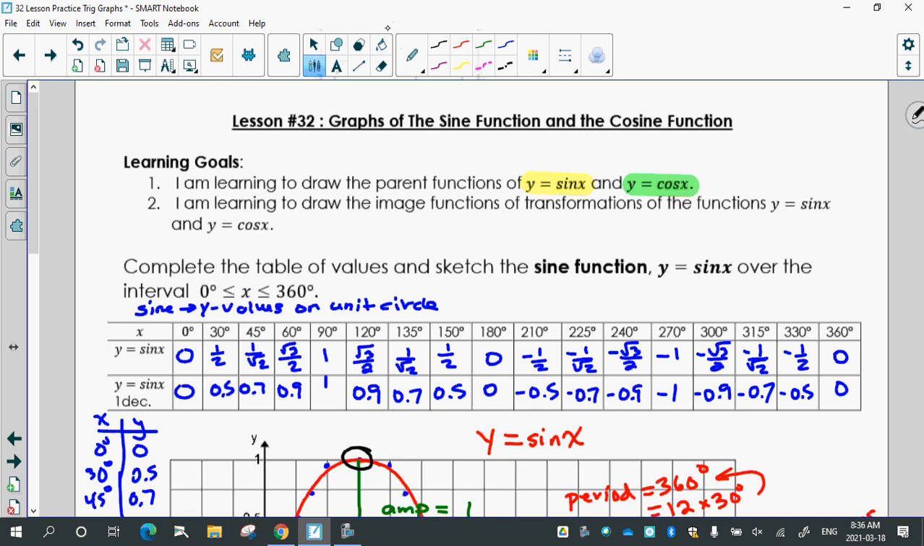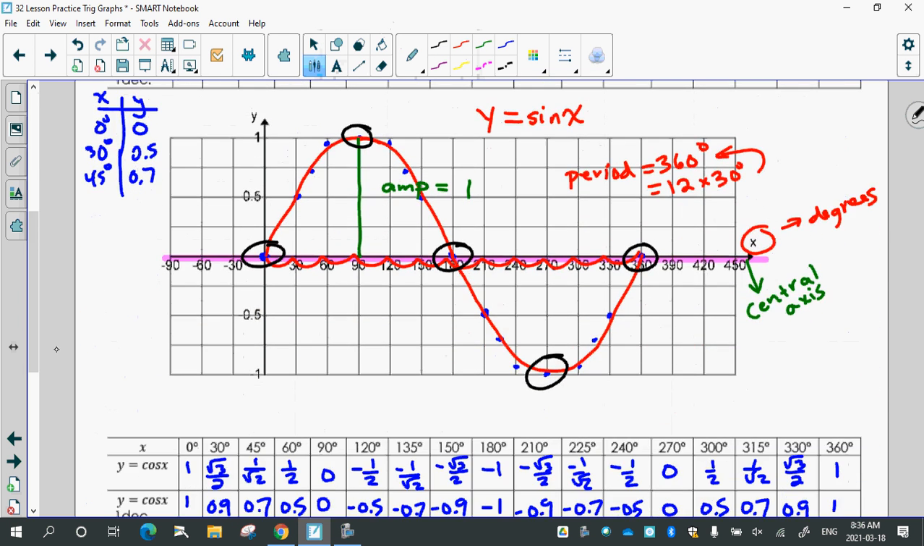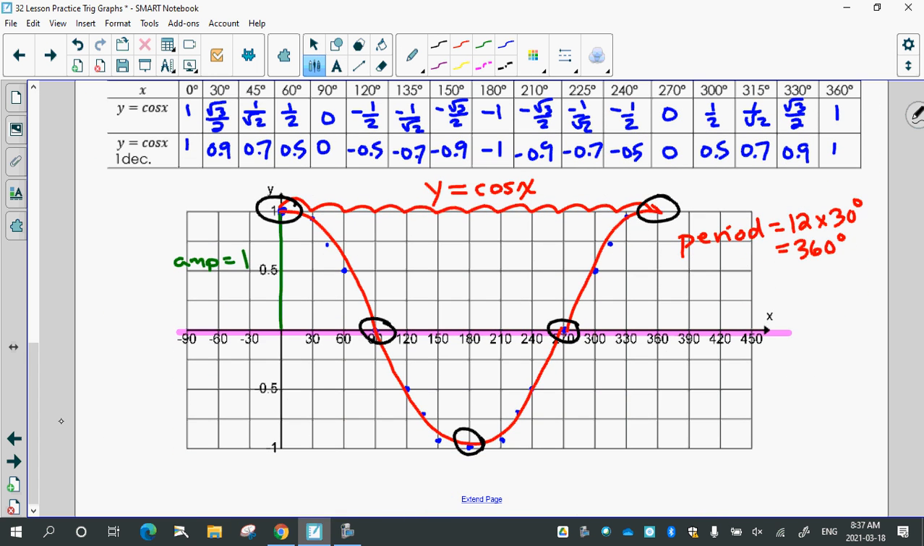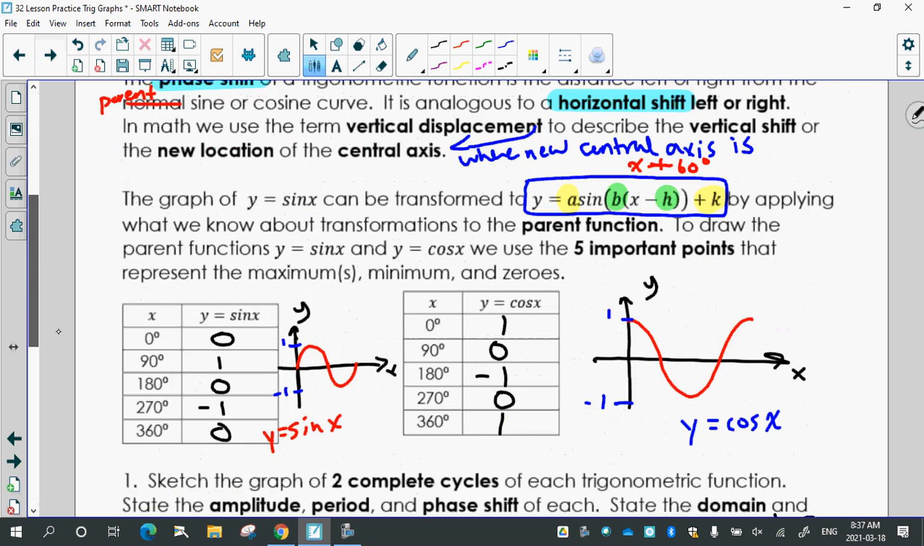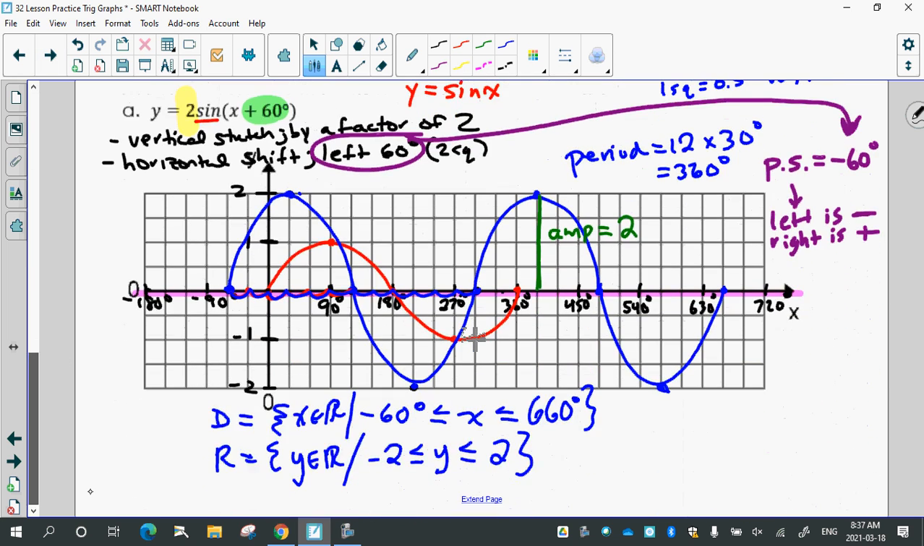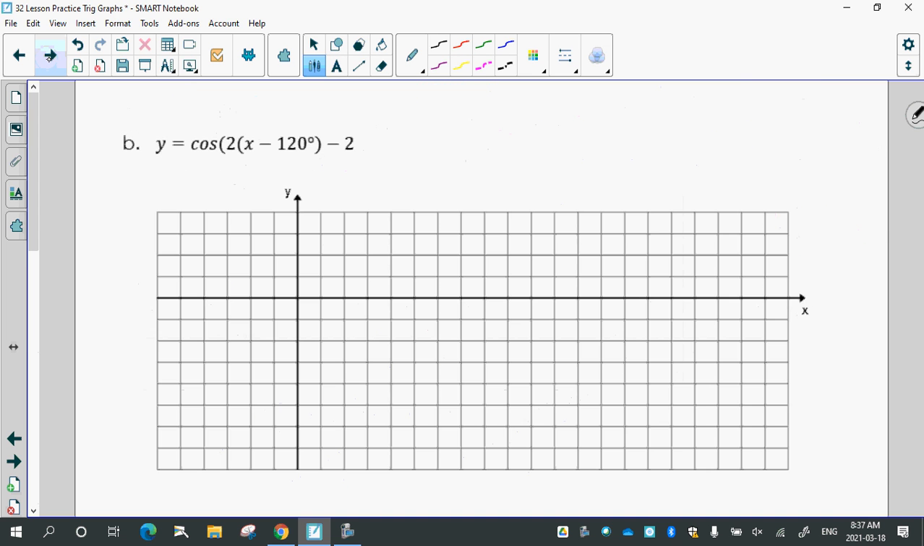So yesterday afternoon we learned the two parent functions, the parent function for sine and the parent function for cosine. And we learned what the words amplitude, period, and phase shift mean. And then we did one example where we had to draw in the parent function, state what the transformations were, draw two complete cycles of the image function, and state the amplitude, period, phase shift, domain, and range. Okay, so we're going to continue on with questions like that.